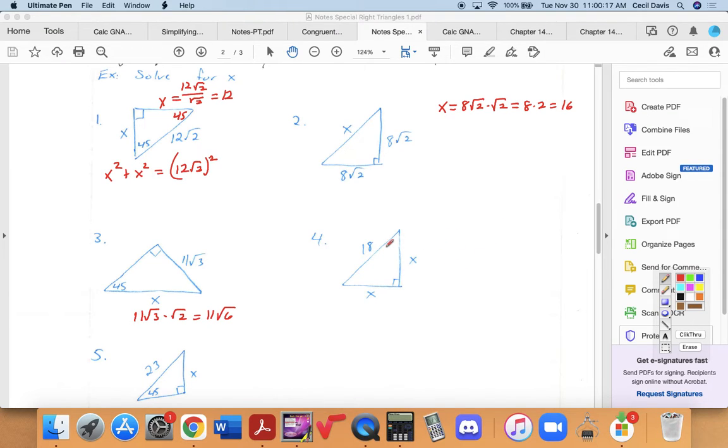So on this one, what do I need to do to the hypotenuse to get the leg? Divide by square root of 2. This is why we did that on the Friday before the break, how we simplify square roots when we're dividing. That's 18 square roots of 2 divided by 2, which is 9 square roots of 2.